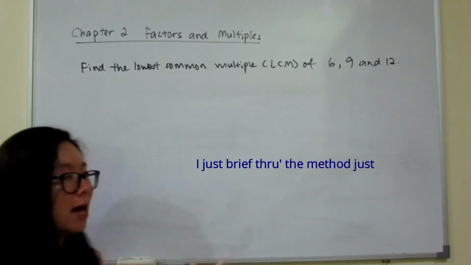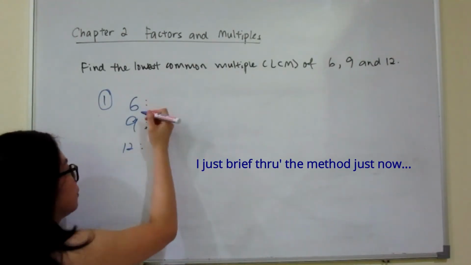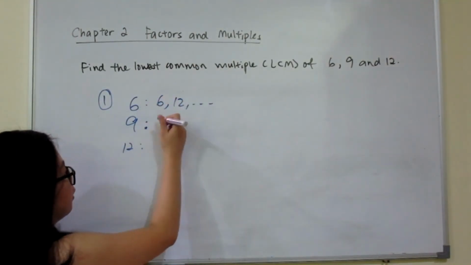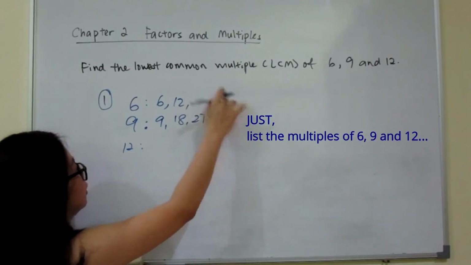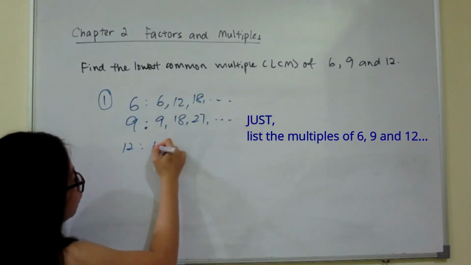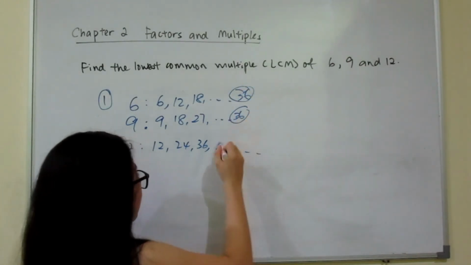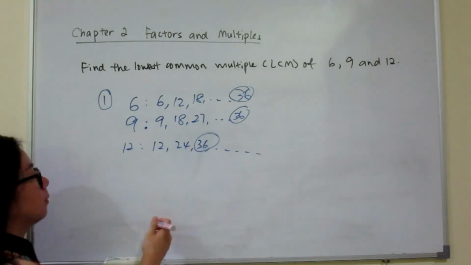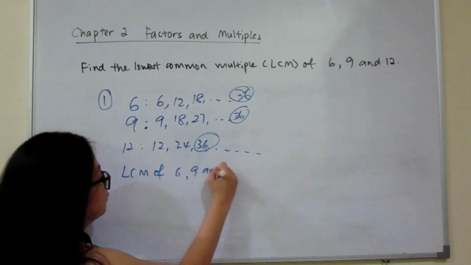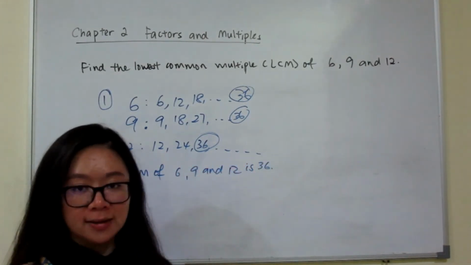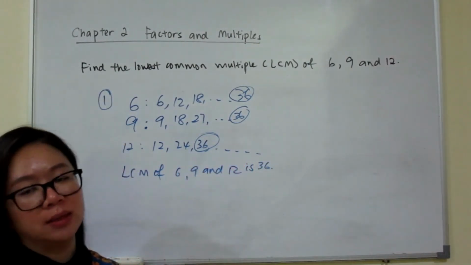So list out the multiples of 6, that's 6, 12, and so on, and then the multiples of 9, 9, 18, 27, and so on, and then multiples of 12. And then you identify 36, 36, and 36. That's the first common multiple. So the lowest common multiple of 6, 9, and 12 is 36. That's it. So this method works, just that we have other methods.